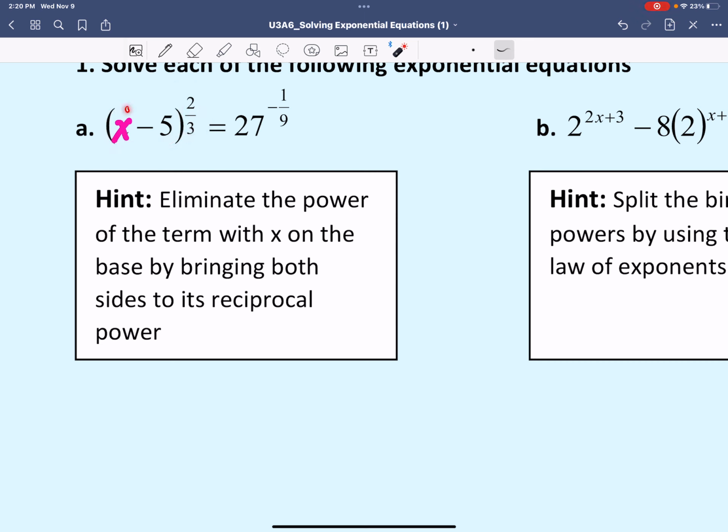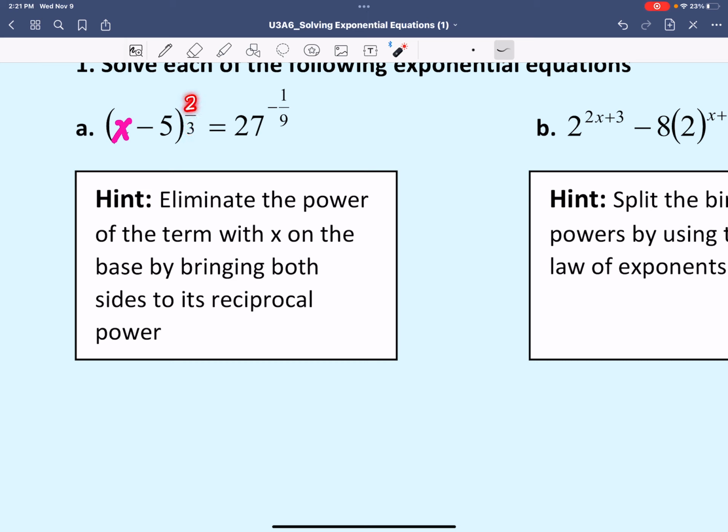So in order to gain access to this variable, what we need to do is eliminate the power. What you must be thinking right now is, what do I wish the power to be here so that I can have x more accessible, or more simplifiable? You're probably thinking that the power of 1 would be best, so that we can just have (x − 5) to the power 1. So the next thought would be, the power is obviously not 1, so how do I make a power 2 over 3 into a power of 1?